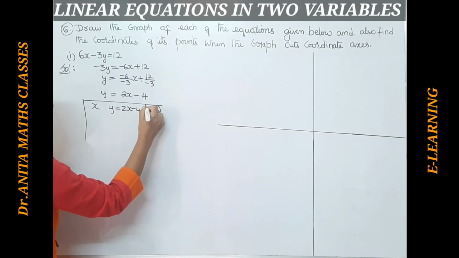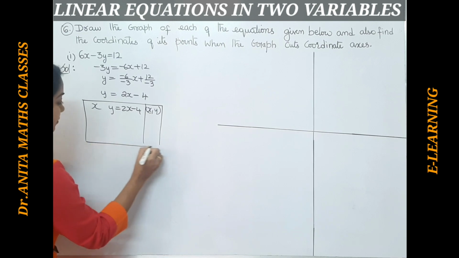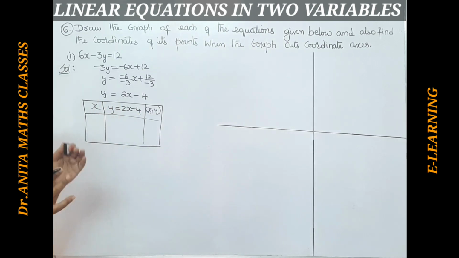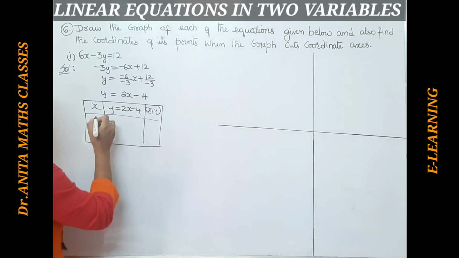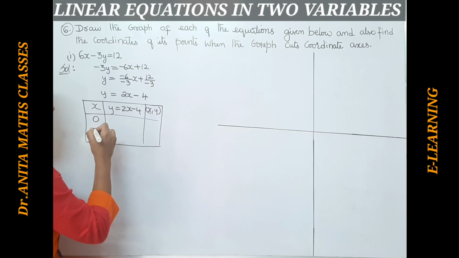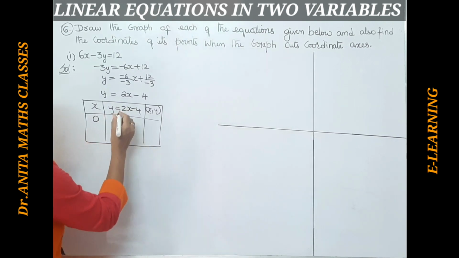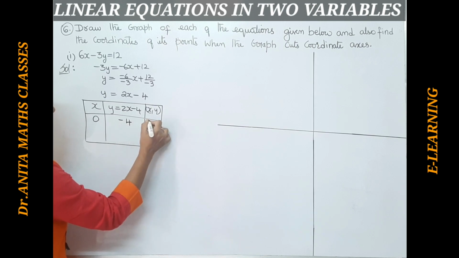Let us plot the graph. To make our work simpler, let us take x equal to 0 and y equal to 0. Here, let me take x equal to 0. If you substitute 0 here, 0 into 2 is 0, minus 4. So y is minus 4. So 0 comma minus 4 is the point.